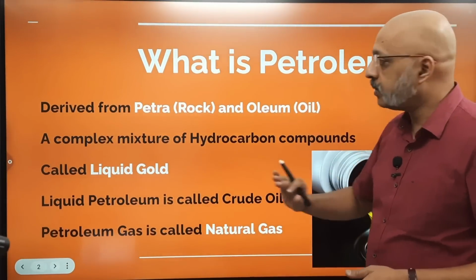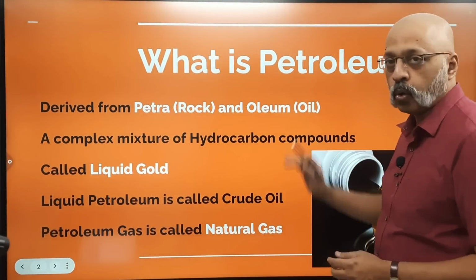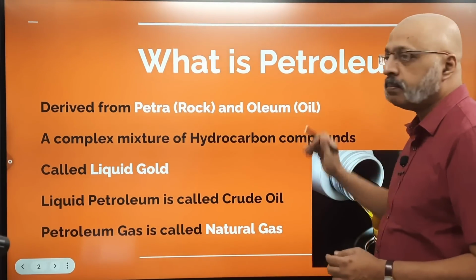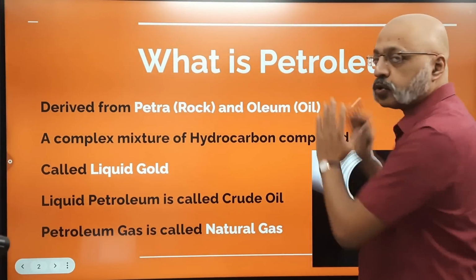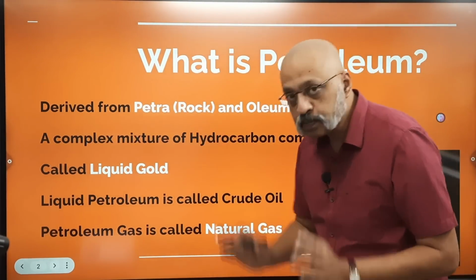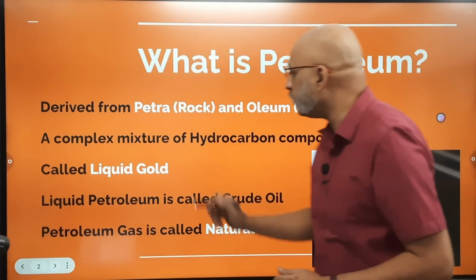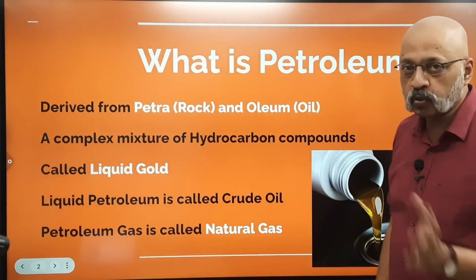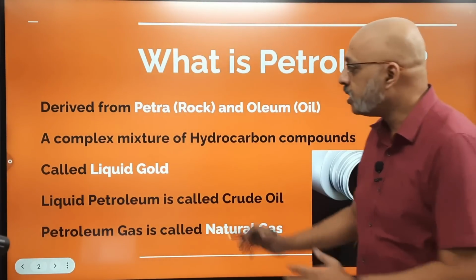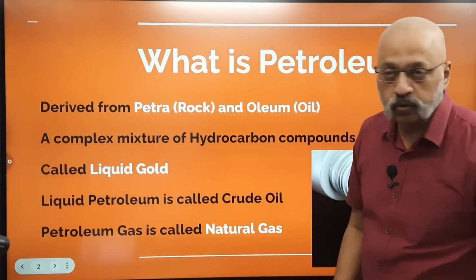The word petroleum is derived from petra and oleum. Petra meaning rock and oleum meaning oil. So that's how the word petroleum originates. What is petroleum? It is a complex mixture of hydrocarbon compounds. You would be aware of this from chemistry. So this is a definition that you would need to know.